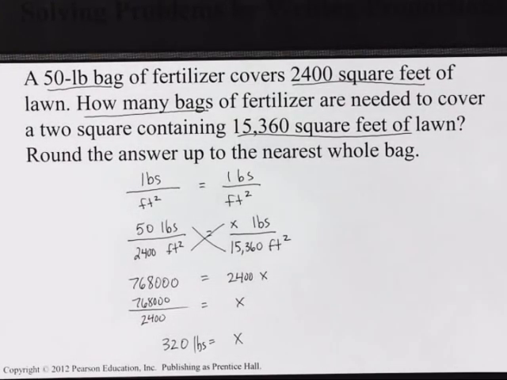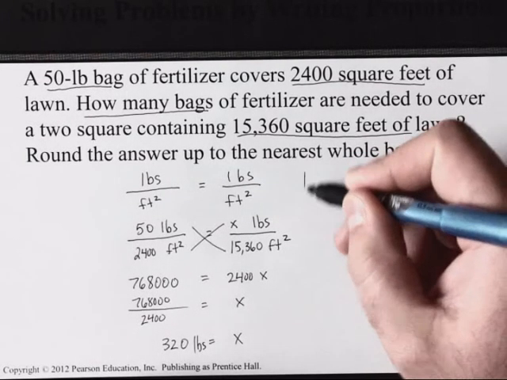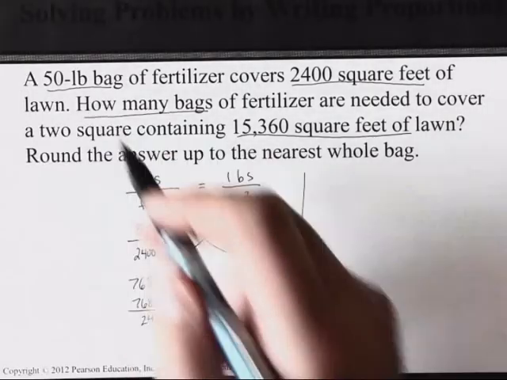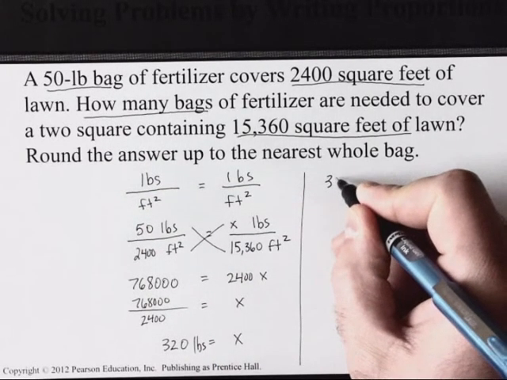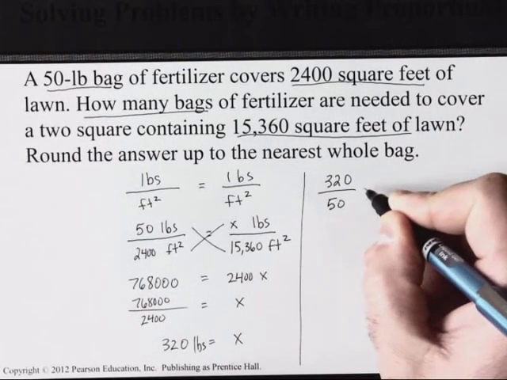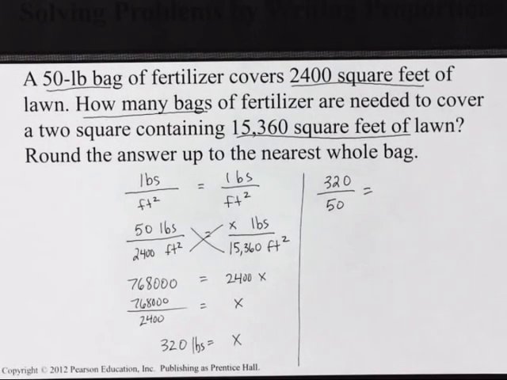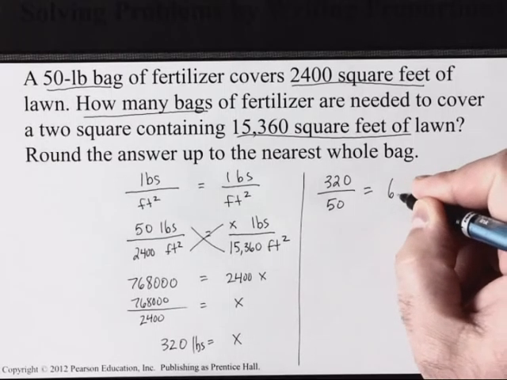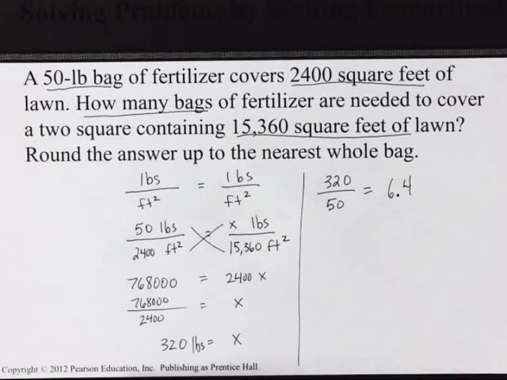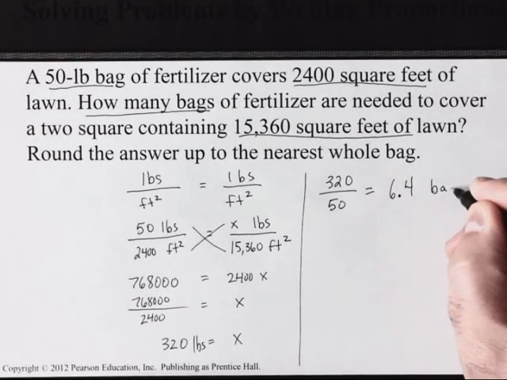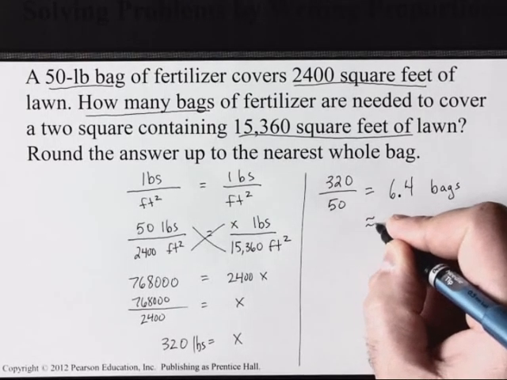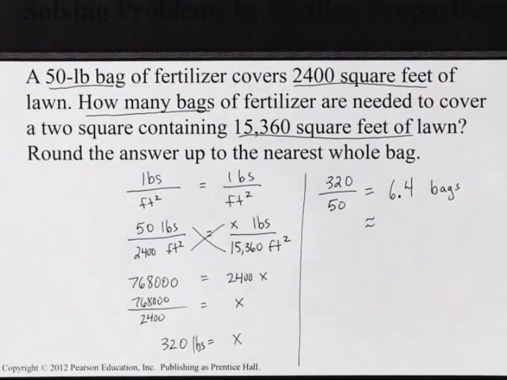So that's how many pounds of fertilizer I need, but that's not the answer to the question. The question says, how many bags do I need? Well, I know that there are 50 pounds in each bag, so if I divide 320 by 50, that will then tell me how many bags of fertilizer I would need. So I need 6.4 bags of fertilizer, and of course I cannot buy partial bags of fertilizer. I can't go to the store and buy 0.4 of a bag.